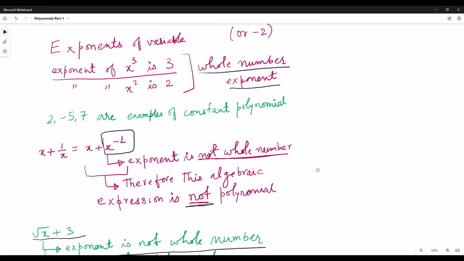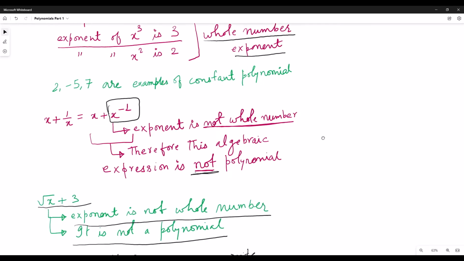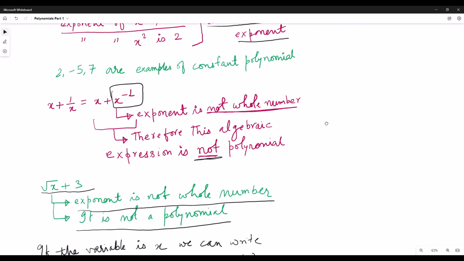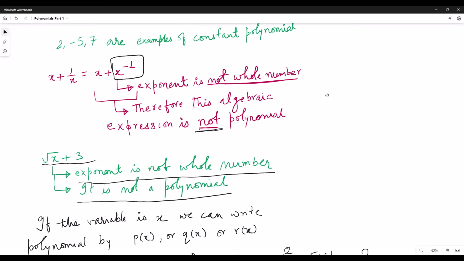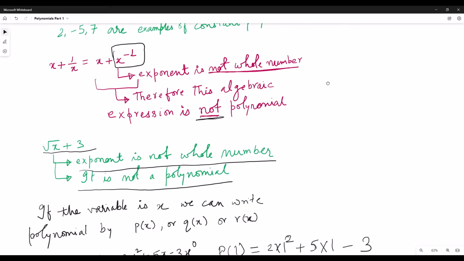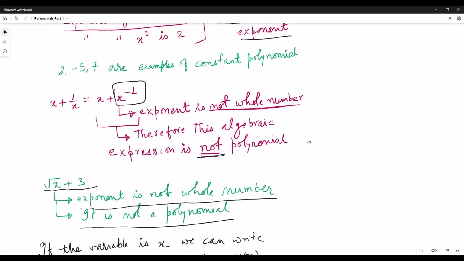So we have started with the definition of a polynomial. The main definition is: a polynomial is an algebraic expression where the exponents of all the terms are whole numbers. So constants like 2, minus 5, 7, 9, 3 are all polynomials. If we say p(x) is equal to 2, is this a polynomial? Yes, p(x) is equal to 2 is also a polynomial. p(x) is equal to minus 5 is also a polynomial.